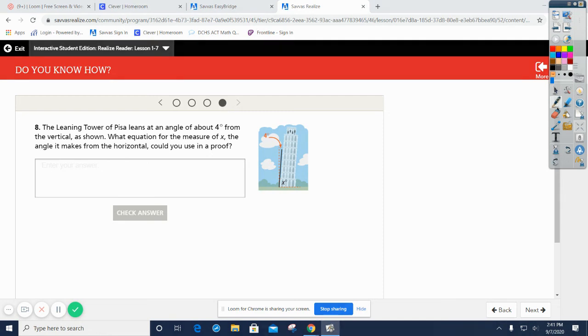Okay, well, when it says vertical, it means straight up at a 90-degree angle. So that means that this red dotted line here is straight up at 90 degrees. This is 4, and x is the rest of it. So you could take x plus 4, this x plus the 4, and that should equal 90 degrees. There's your equation. That's your answer to that. You could go x plus 4 equals 90 degrees. All right, and that is the end of this part.